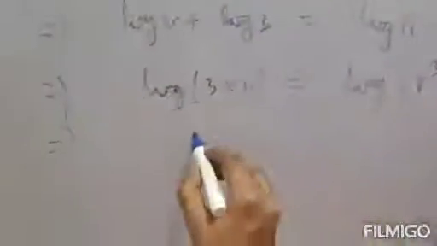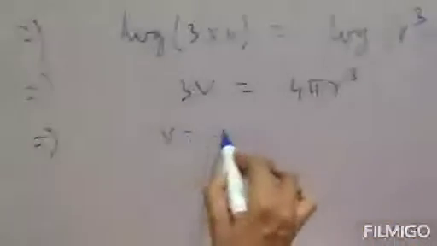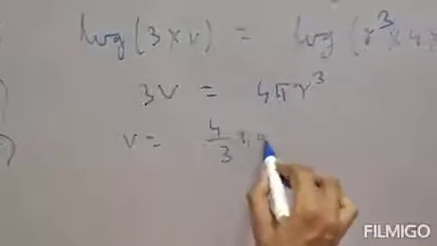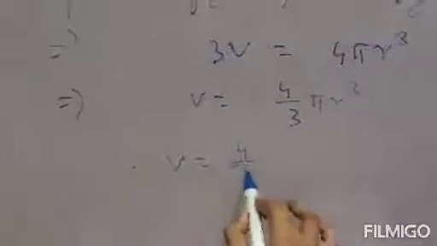Now the log will cancel on both sides. So 3v will be equal to 4 pi r to the power 3. So v will be 4 by 3 pi r to the power 3. So this is the formula of v, the expression of v. This is the answer. We have to find out the formula of v. Next, question number 12.